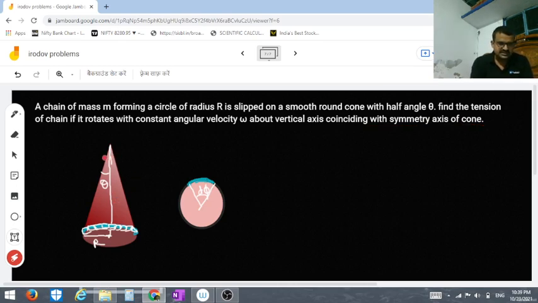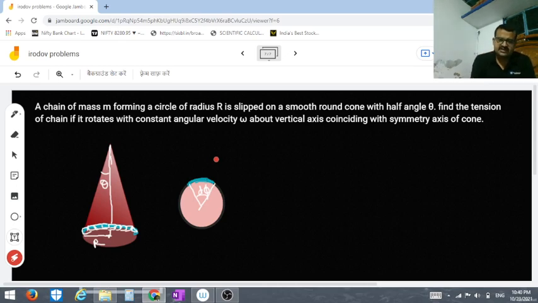Actually the question is that this is a cone of semi vertical angle theta, and here a chain is there, and this is rotated while maintaining the axis of symmetry along the axis of the cone. You can see this chain is rotated like this along the periphery, and in this question you have to determine the tension in the chain if it is rotating with constant angular velocity omega. So let us see how to solve such questions.